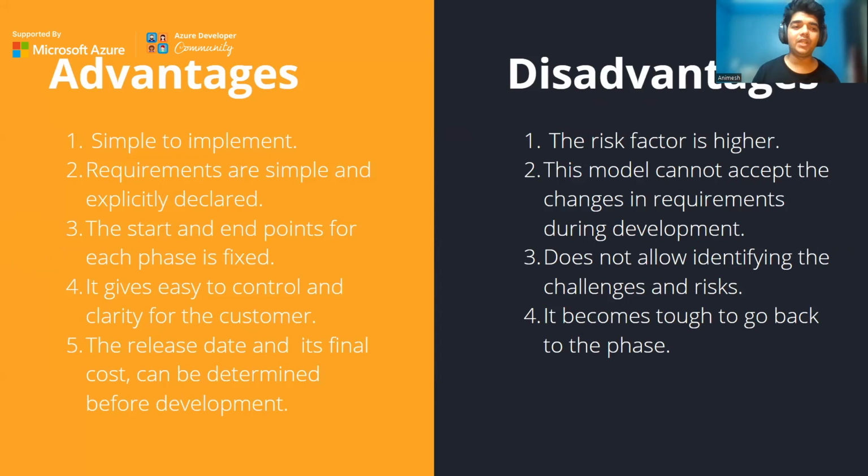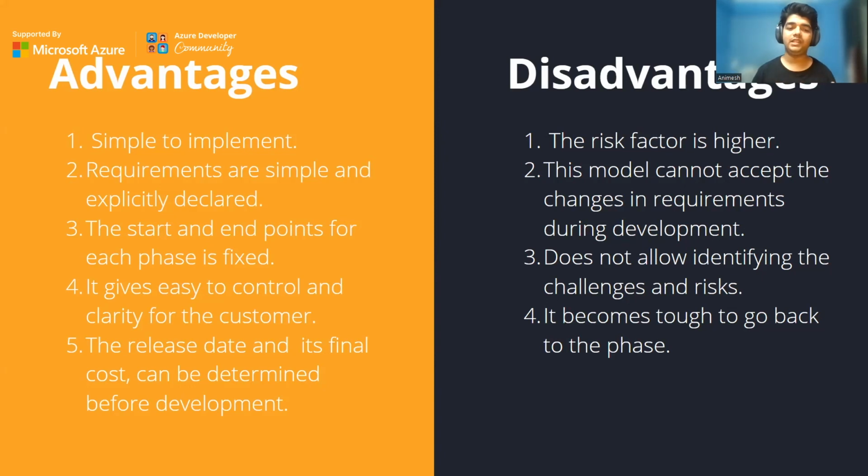So it is basically simple to implement, right? Because it was the first, as I might have said quite a few times. Since it was the first, it was easy to implement, so that everyone can understand it and execute it. And therefore, the requirements are also simple, and they are explicitly declared, like what the requirements are, what we need. It's very fixed. And since the feasibility study is done at the first stage, even before the requirement analysis, the start and the end point of each phase is thoroughly decided and fixed.